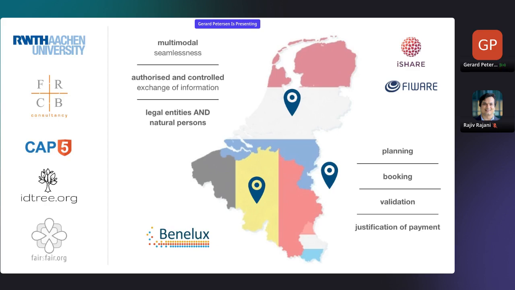And there's, of course, the consumer. And there's also data access by the authorities where it comes to legislation and stuff. So the route a consumer goes through is planning a trip, then actually booking a trip, then there's the validation, and there's justification of payment.